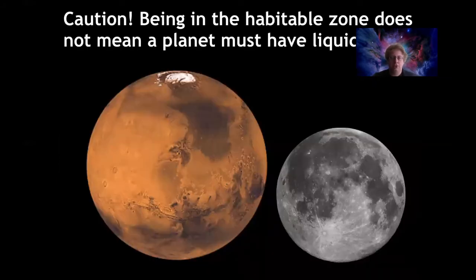So there are some cautions that I have to give. In particular, being in the habitable zone does not mean that a planet must have liquid water or can have liquid water right now. So, for example, there are other objects in the habitable zone of our own solar system, such as the moon and Mars. And as far as we know, neither of these two have liquid water on their surfaces. Perhaps Mars did in the past, but we don't see it there now. So just because there's a planet in the habitable zone does not necessarily mean that it is habitable at this very moment by that definition.